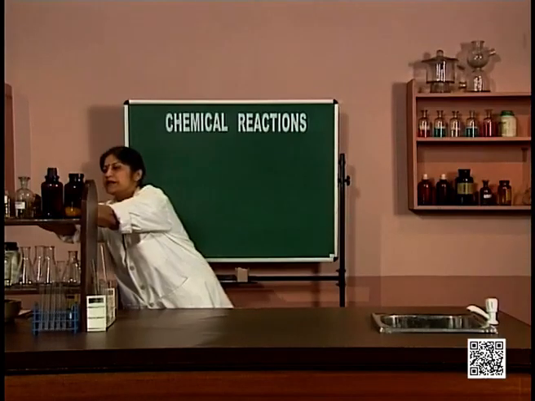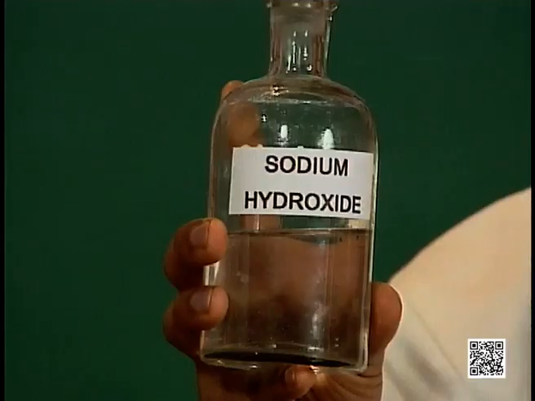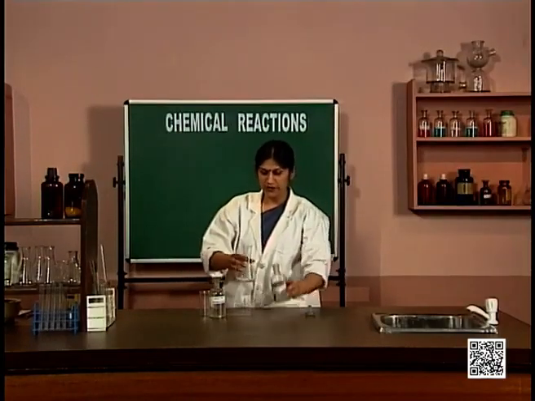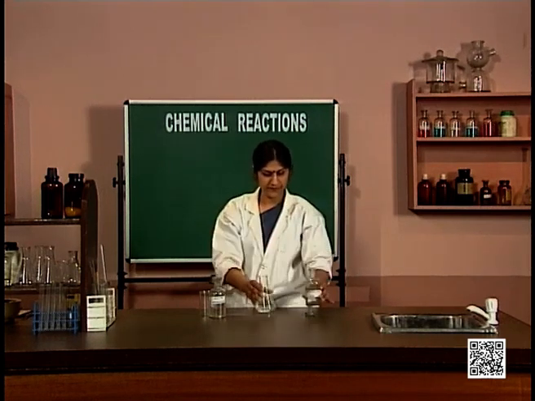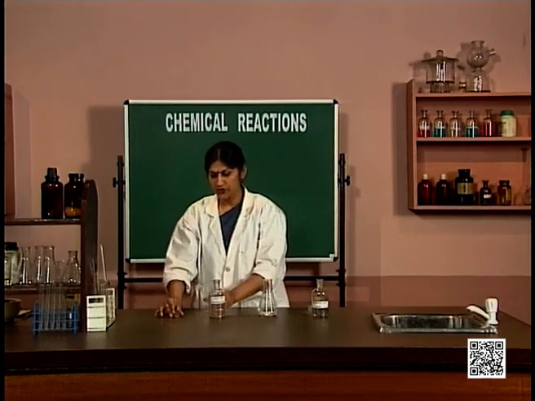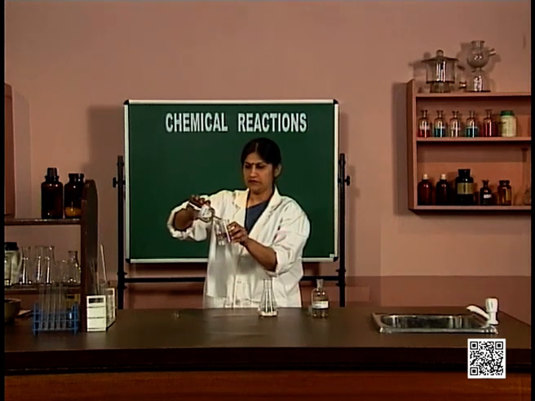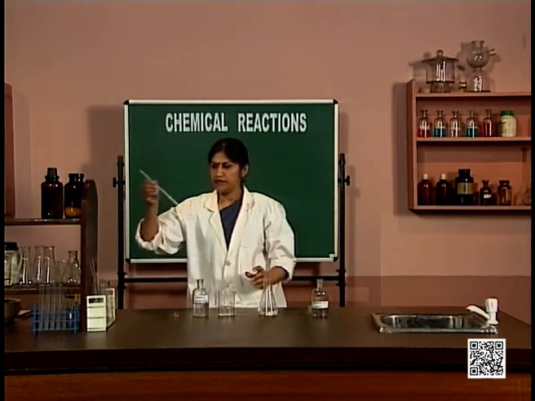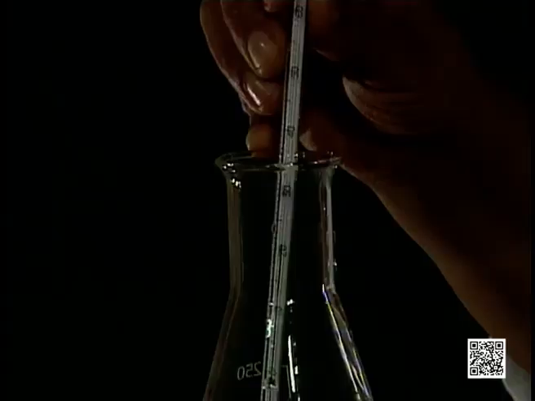Let's do one more reaction. We have dilute hydrochloric acid and sodium hydroxide. Dilute hydrochloric acid in the conical flask, and sodium hydroxide in the beaker. Let's take the temperature. The temperature is 20 degrees Celsius.